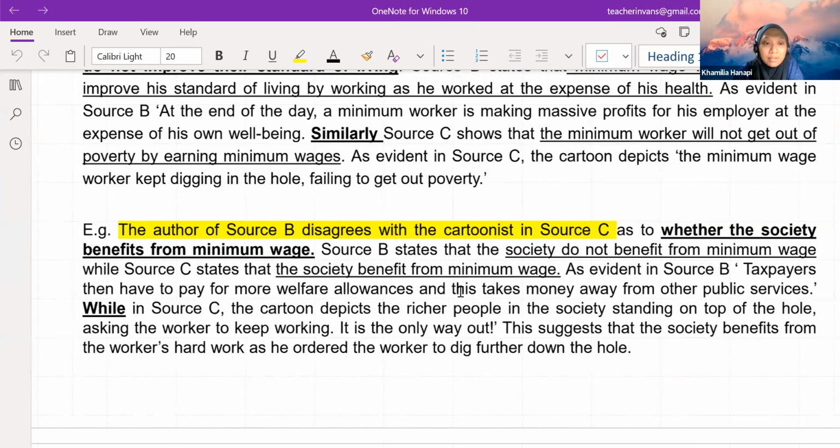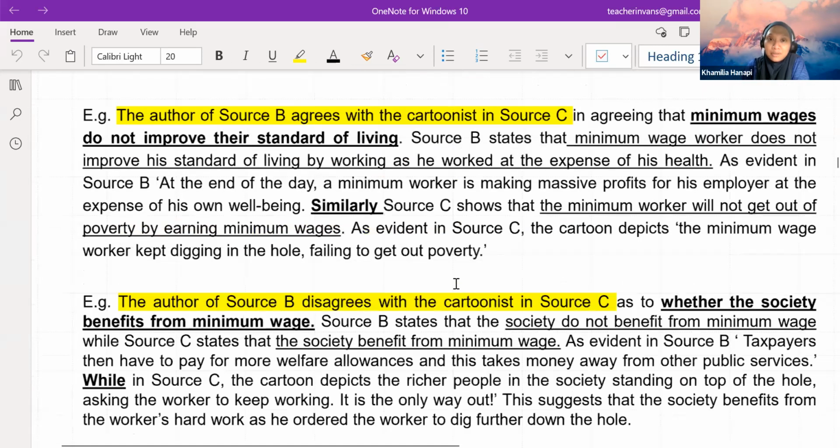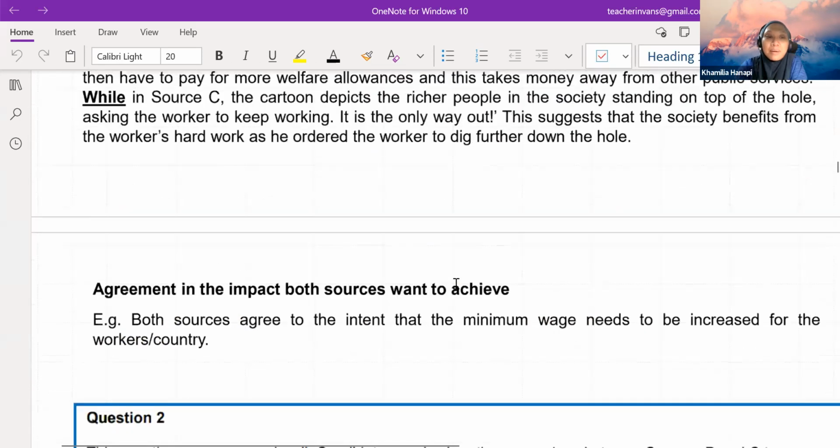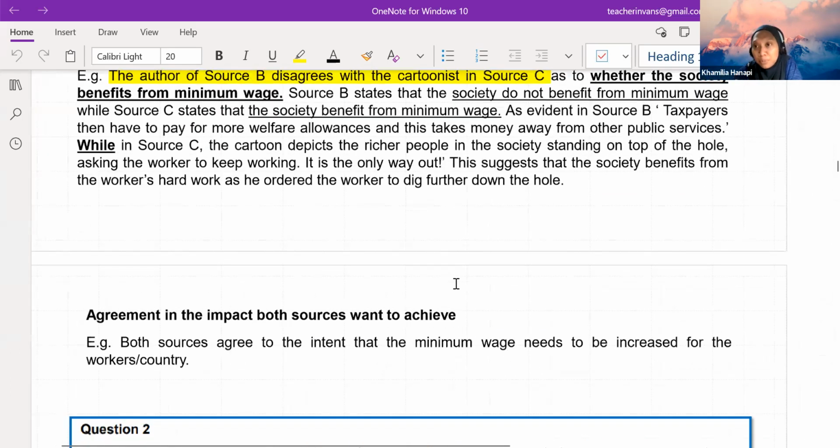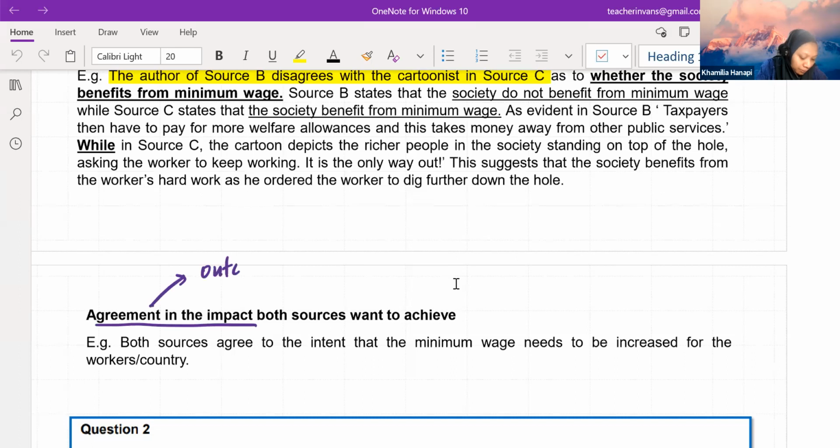All right, I'm going to show you the marker's report. Okay, so is there a purpose to this agree, compare, contrast, agree or disagree question? The highest marks actually went to this: both sources agree in intent that minimum wage needs to be increased for the workers and countries. There was no purpose, but it was just an agreement in intent. Now, what does an agreement in intent mean? It is just the outcome. No purpose, nothing. An agreement in impact is actually just outcome. There wasn't even a purpose. You can see this. The answer didn't even talk about purpose.